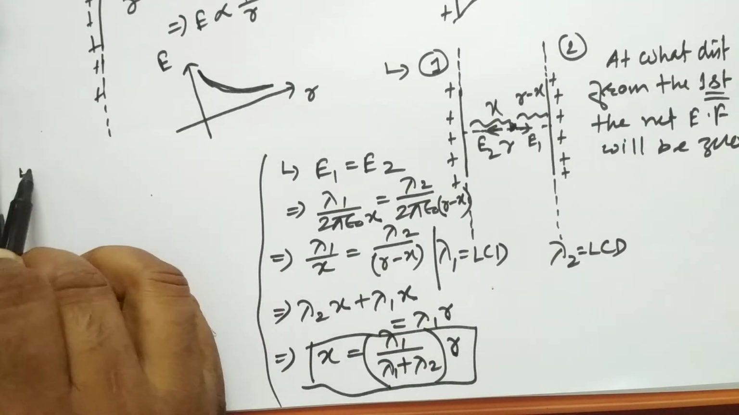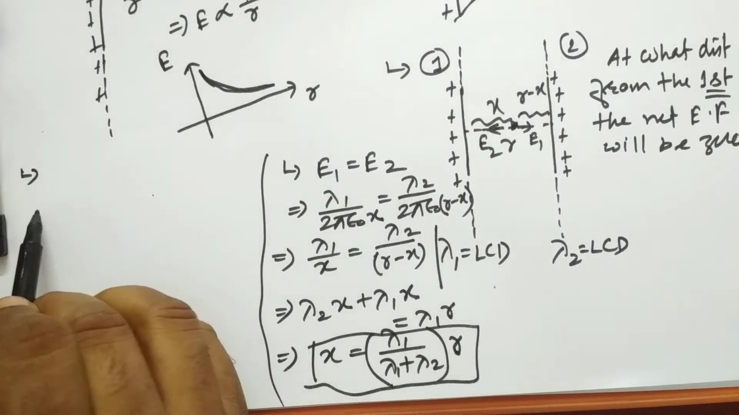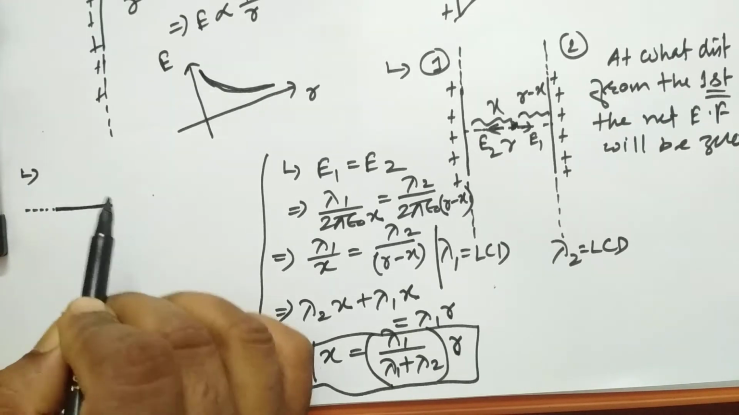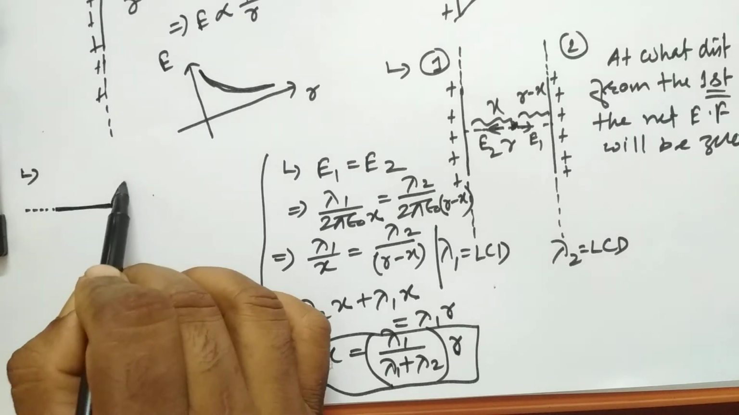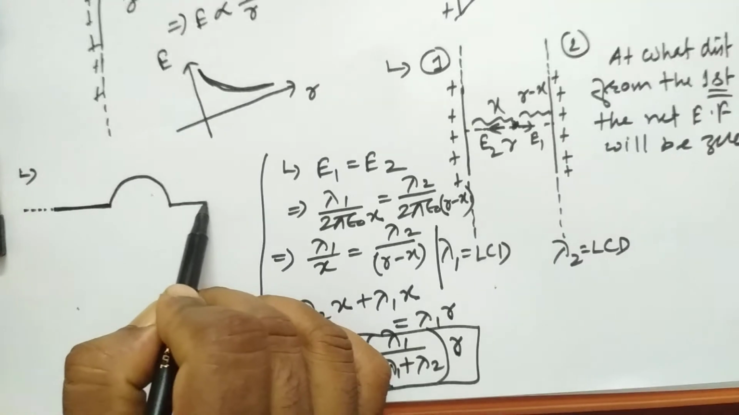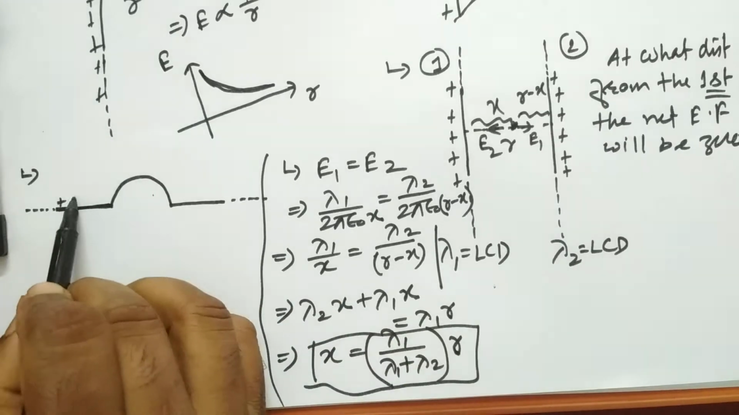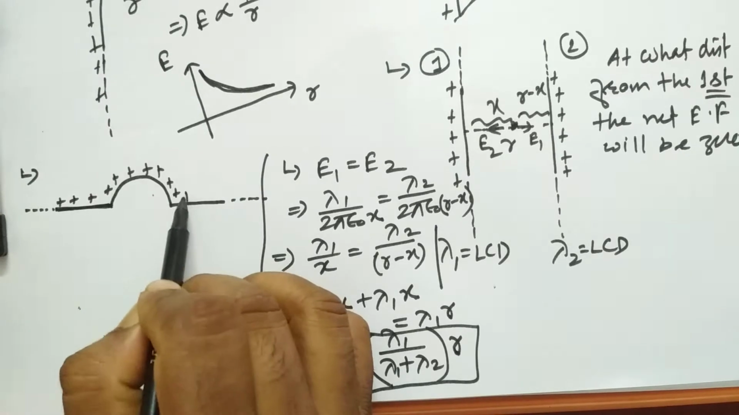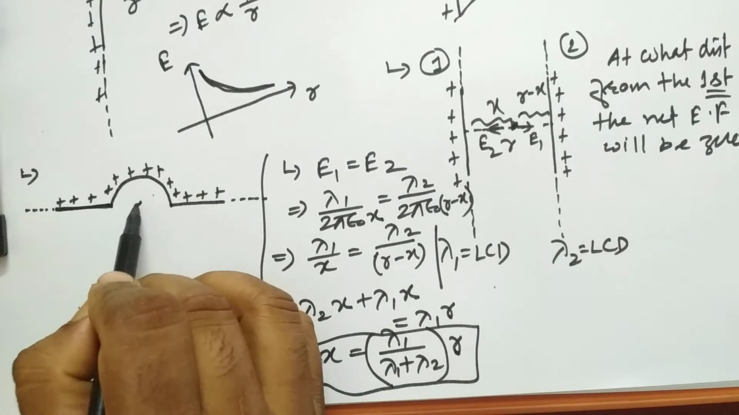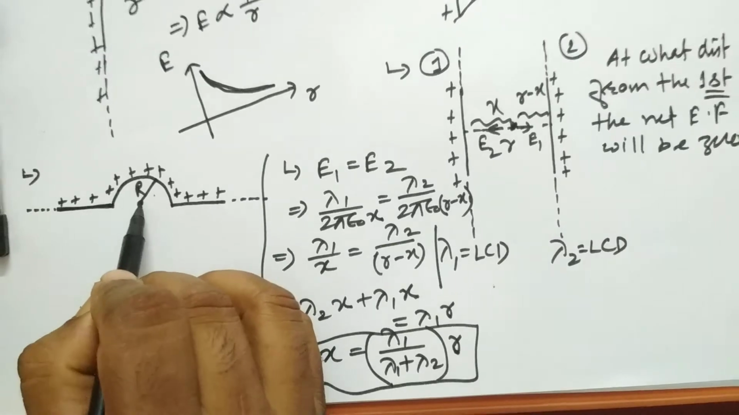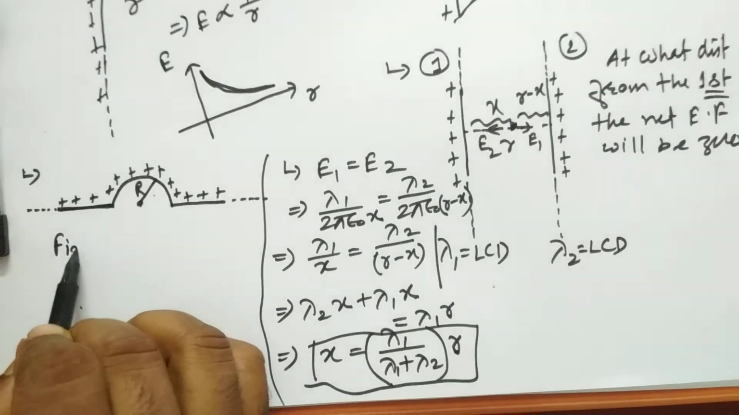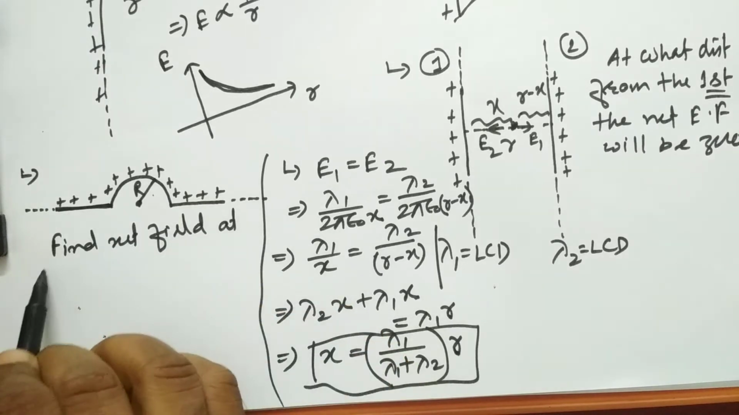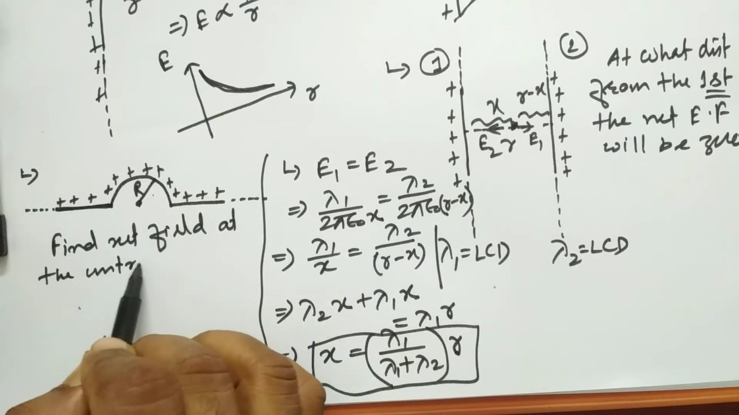Let me discuss another point here. Suppose a distribution of charge is like this: a straight line, a semicircle, then another straight line. Clear? This again has lambda as the linear charge density everywhere. This is the center, this is the radius r. Find the net field at the center.